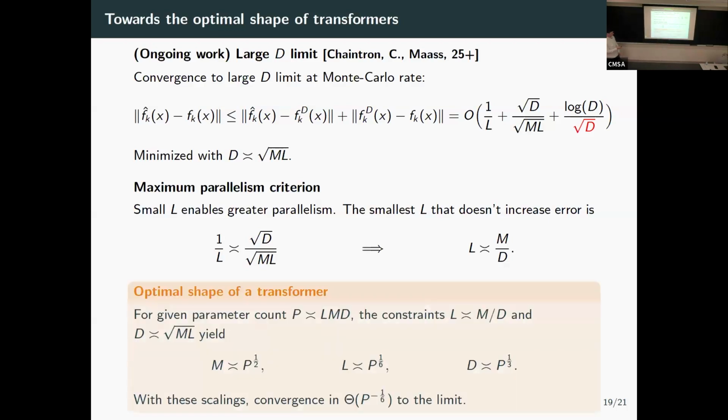When you use these two relationships, you can fix a number of parameters P, which is L times N times D. You use these two constraints, and this gives you the scalings of the shape to use for a fixed number of parameters P. So the hidden width scales as square root of P, the depth as P to the 1/6, and the embedding dimension as P to the 1/3. These are the scalings that minimize this upper bound as fast as possible, and you get a rate in P to the -1/6.